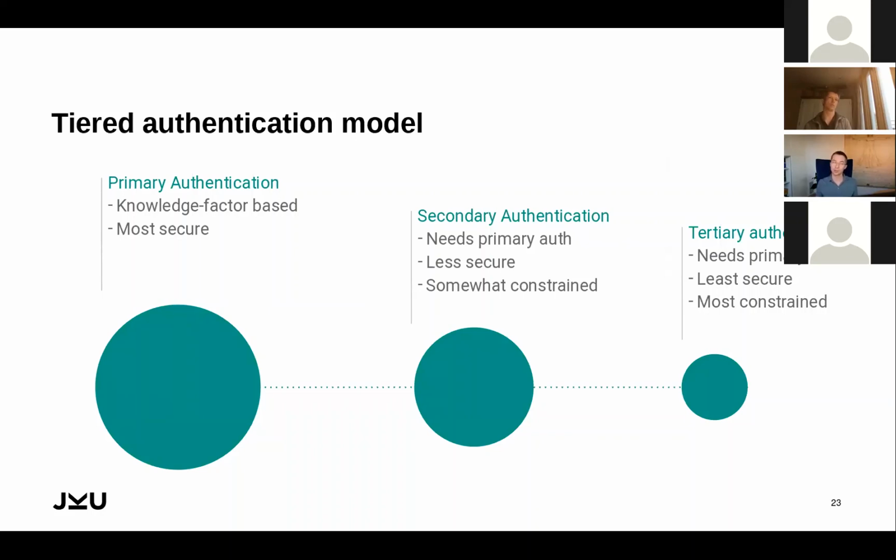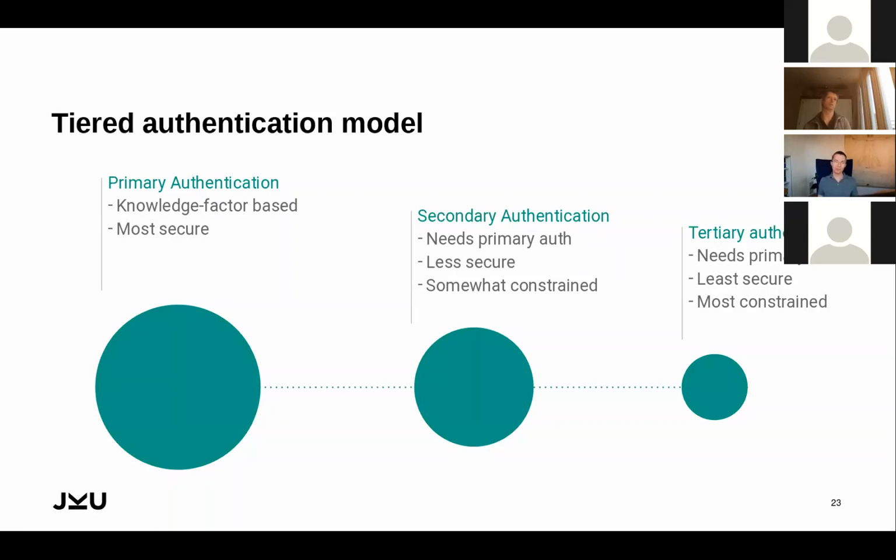And then there's tertiary authentication, for example, having a Bluetooth device like your smartwatch or your car, hands-free, set in range and so on, that will keep the device unlocked. But this is assumed to be the least secure and is most constraining. For example, every 4 hours, we'll have to fall back to either secondary or primary authentication.